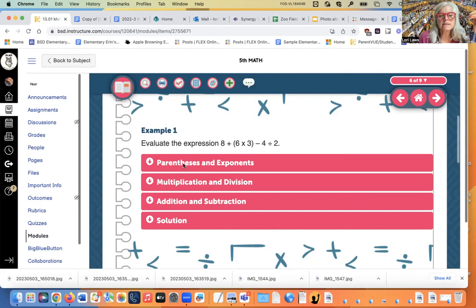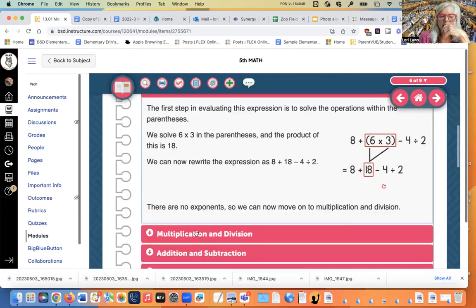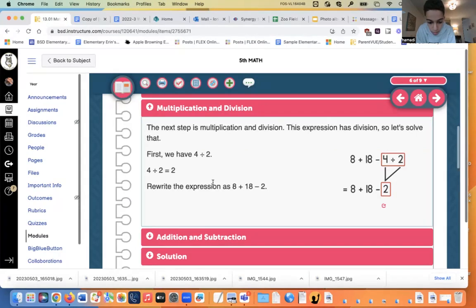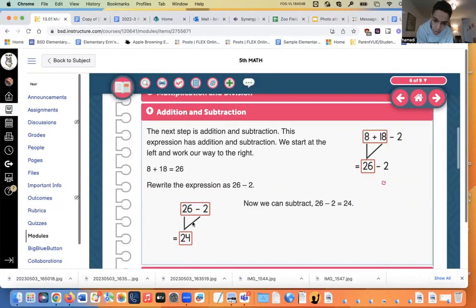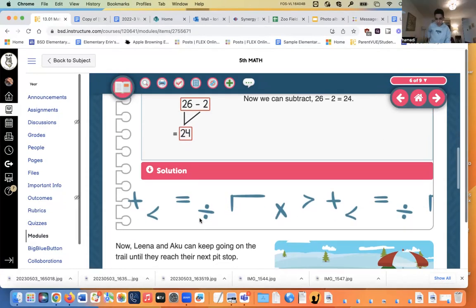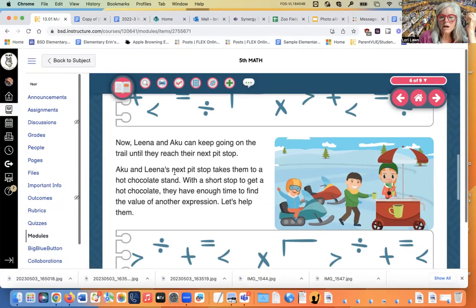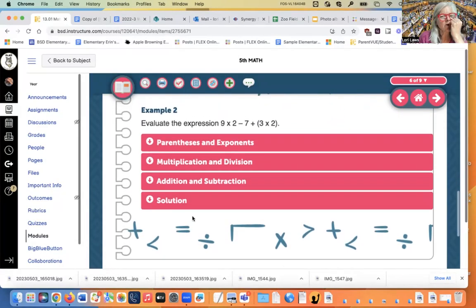So here it says you start with the 18. Then you do the 4 divided by 2. Now you rewrite it: 8 plus 18 minus 2. 8 plus 18 is 26. 26 minus 2 is 24. If you got 24, you are right. Let's do another one. See if you can get this one right.